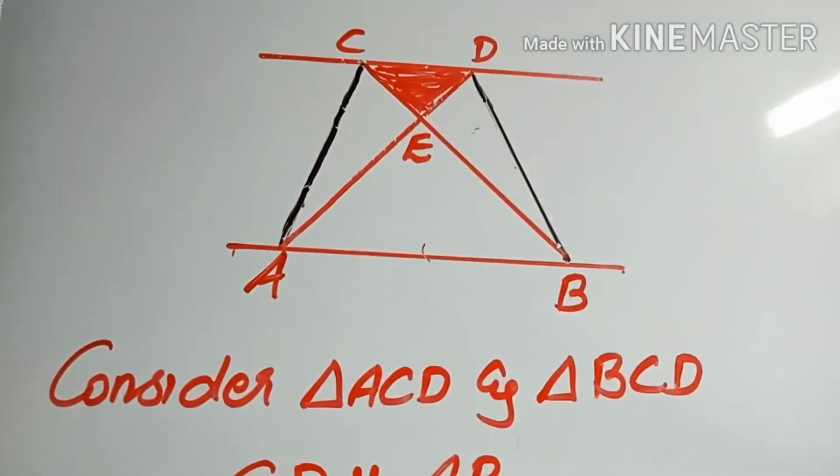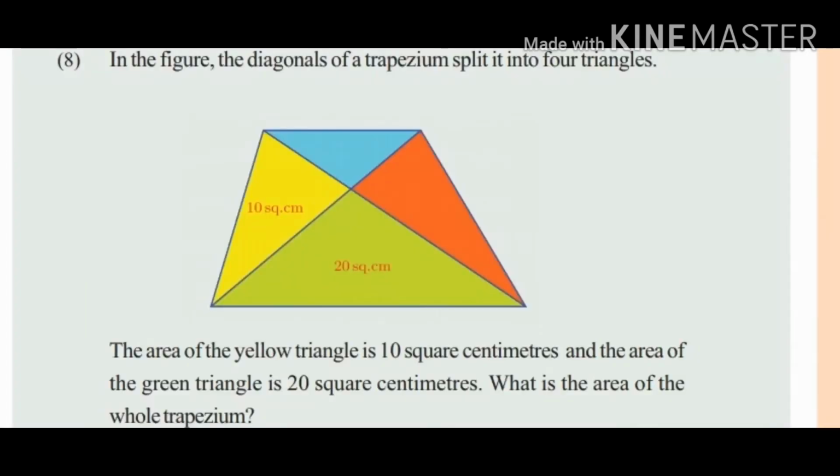This is the answer. Next is question number 8. In the figure, the diagonals of a trapezium split it into 4 triangles. The area of the yellow triangle is 10 square centimeters and the area of the green triangle is 20 square centimeters. What is the area of the whole trapezium? So this trapezium is divided into 4 triangles by drawing the diagonals. We need to find 2 more areas, then only can we find the total area of this trapezium.